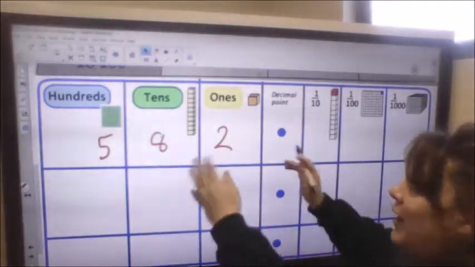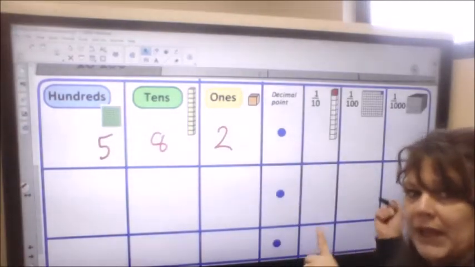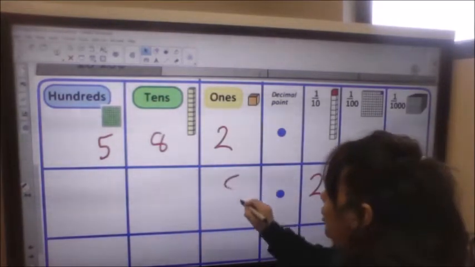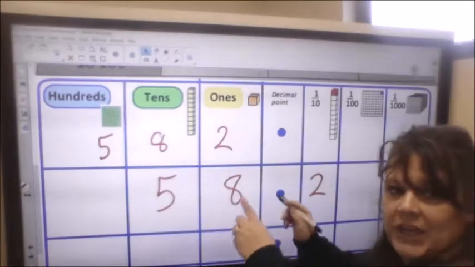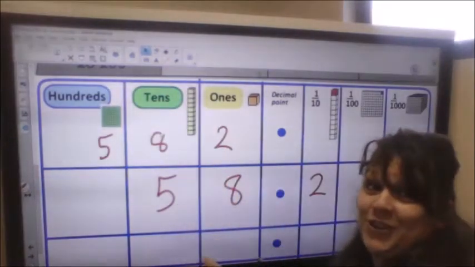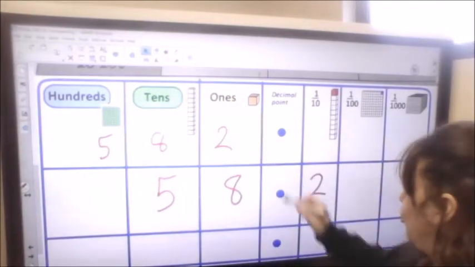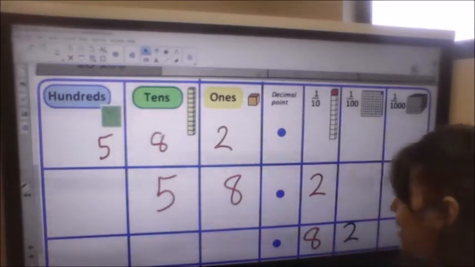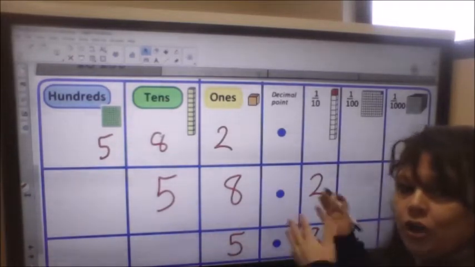So 582, I'm dividing by 10 to start off with. They're going to move 1 place to the right. So that 2 is going to go here, the 8 is going to go here, and the 5 is going to go there. So I end up with 58.2. If I divide 582 by 100, they're going to move 2 places to the right. So that 2 is going to go here, the 8 will go here, and the 5 will end up here. So they've moved 2 places.